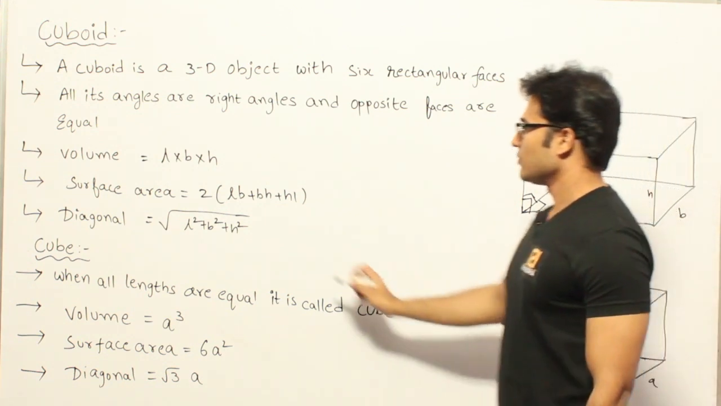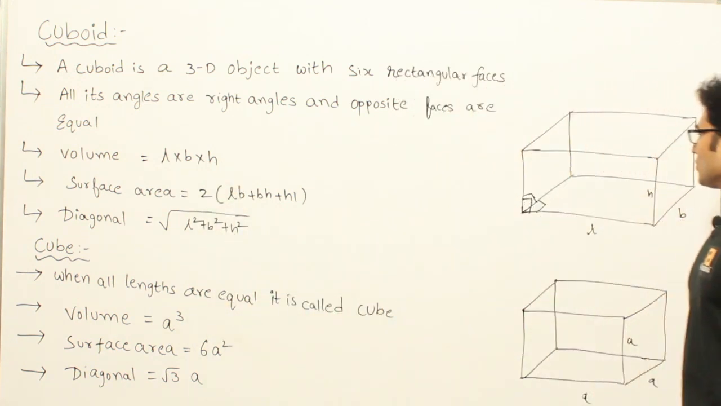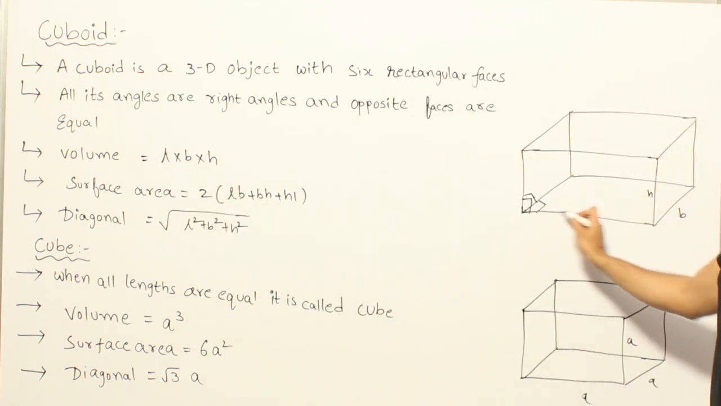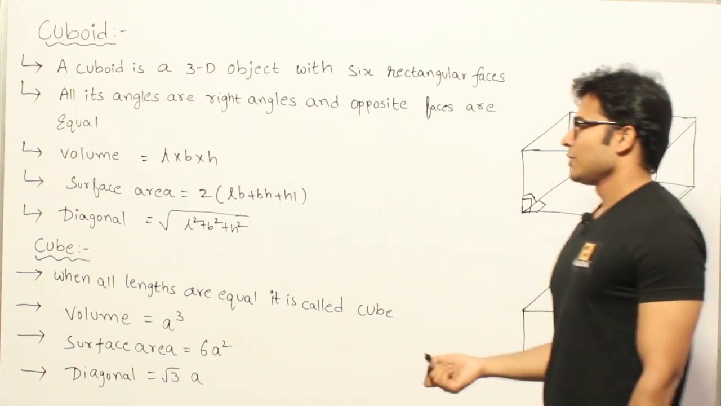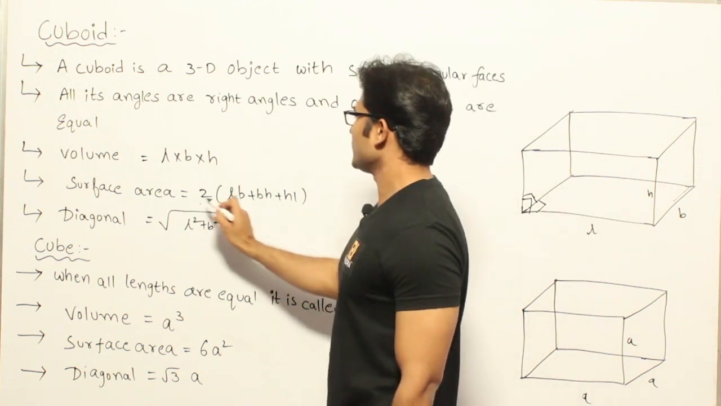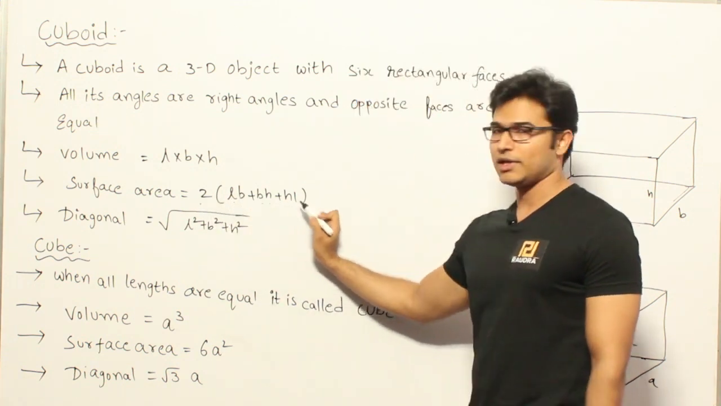And then volume is equal to length into breadth into height. So what is the length here? This one is taken as length and this one is taken as breadth, just like in a rectangle. Along with that, you are going to get a height h. Okay, so next one is surface area. Surface area equals 2 into (L into B plus B into H plus H into L).